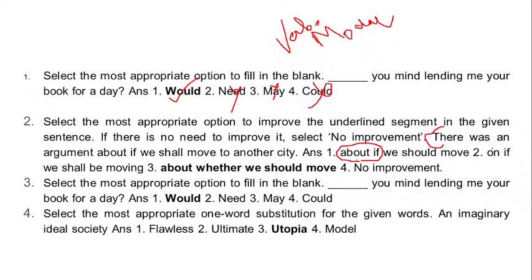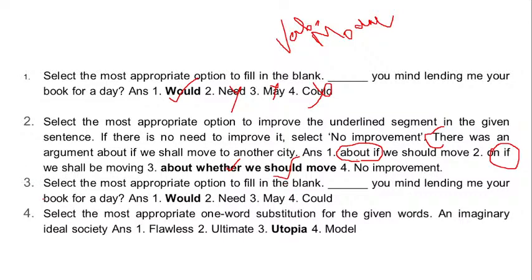On if also, it's a big no. About if, on if are not proper things to use together. But our third one says "about whether we should move", and that is our correct answer because this is a condition, right? About whether we should move or not. So yeah, this is our proper answer. Number 3 is just a repetition of number 1.